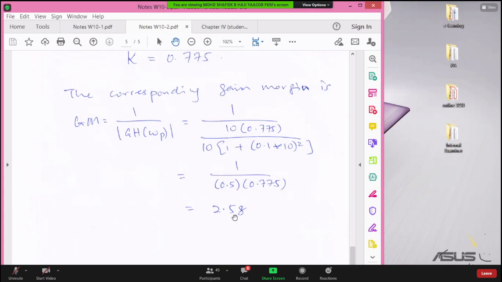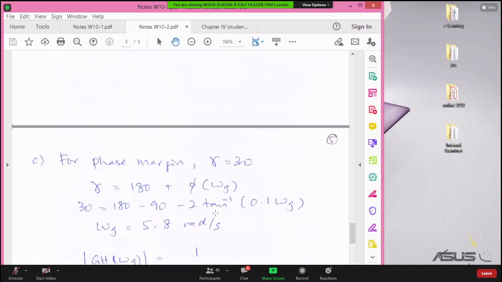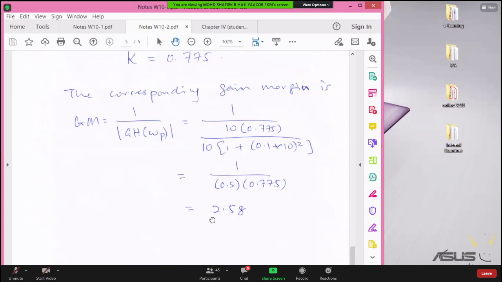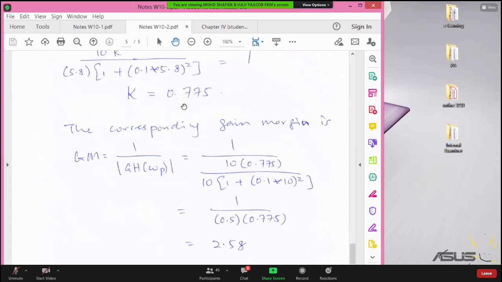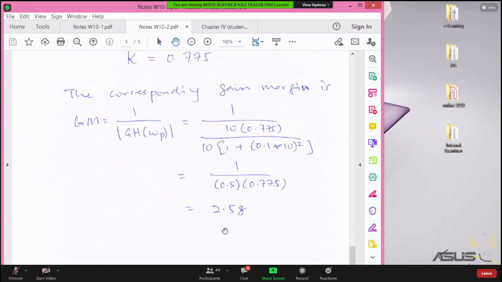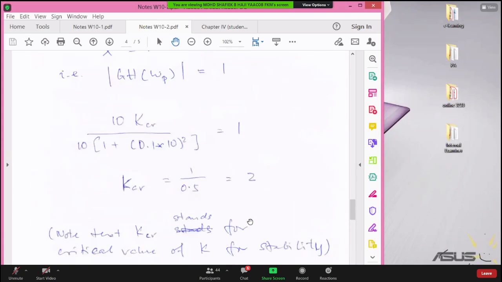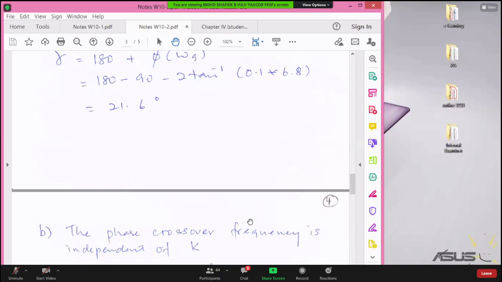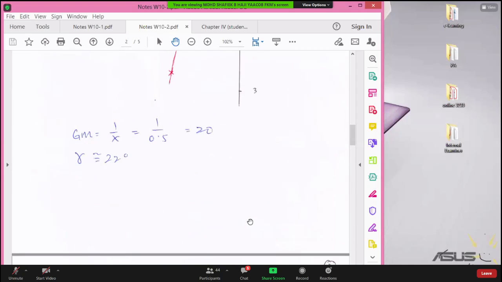Now you are in business. Your phase margin is 30, which is already satisfactory, and your gain margin now is greater than 2, so it is also satisfactory. So with k equal to 0.775 here, you already fulfill the requirement of gain margin as well as the phase margin requirement. Okay, so that is what you have to go through for this type of design question.